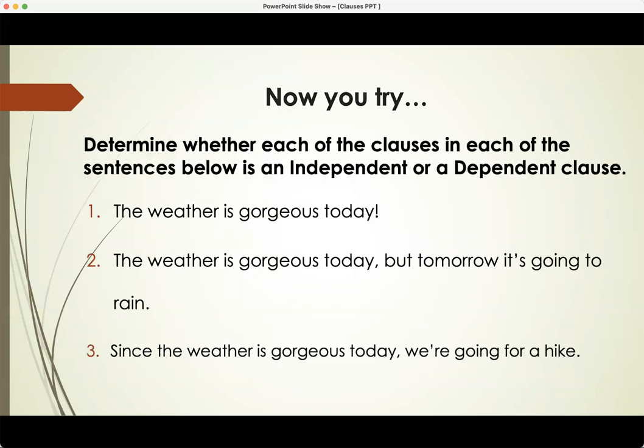Let's try one more. Take a look at these three sentences and determine whether each of the clauses in each of the sentences given is an independent or a dependent clause. So once more, go ahead and pause the video if you need to, and then come back after a few minutes for the answer with me.